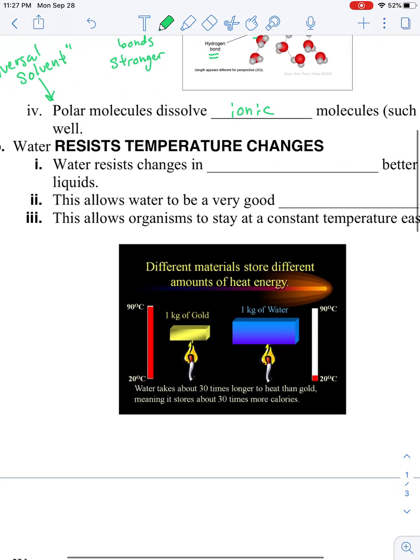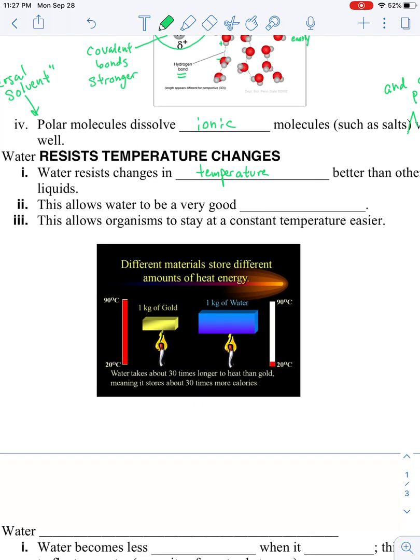Water resists temperature changes better than other liquids and other substances. This allows water to be a very good insulator and allows organisms to stay at a constant temperature easier. This is good for you as a living thing because it helps you to maintain homeostasis much easier with regards to thermoregulation.